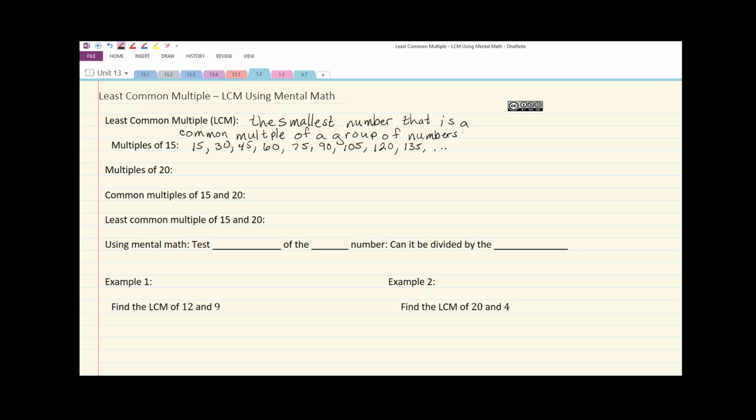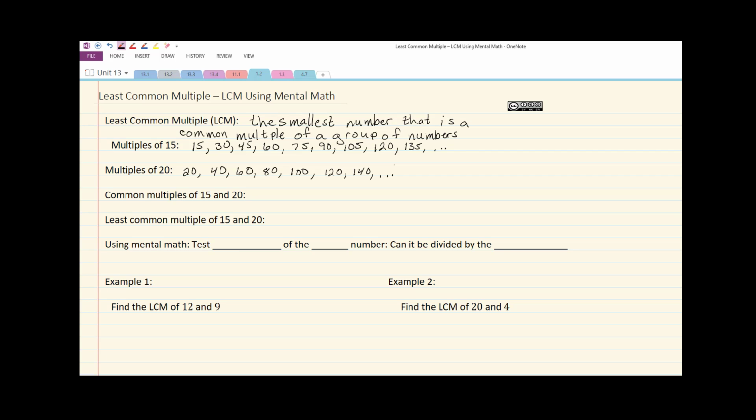If we were looking at multiples of 20, again we start with 20, then we have 40, 60, 80, 100, 120, 140, and so on.